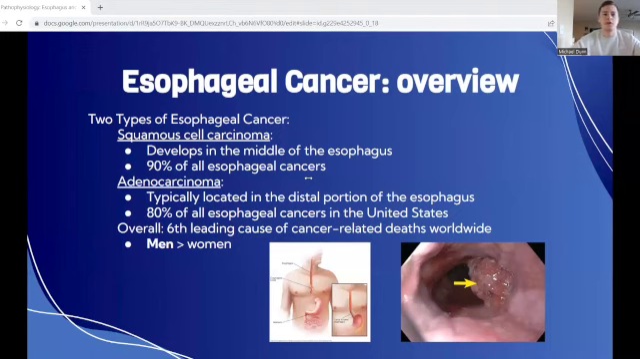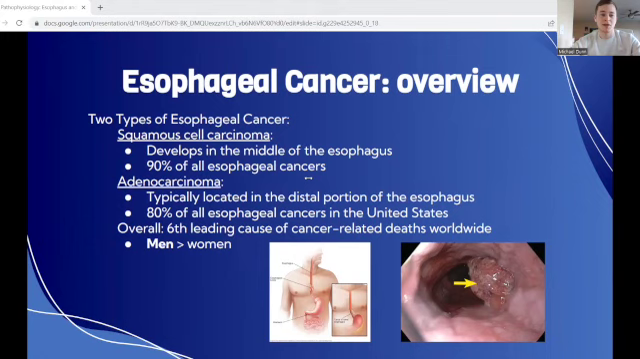So there are two main types of esophageal cancer. The first is squamous cell carcinoma. So this is a type of cancer that will develop in the middle of the esophagus, and it makes up 90% of all types of esophageal cancer cases worldwide. And then the other type is adenocarcinoma. This is typically located in the distal portion of the esophagus, and it makes up the majority of cases of esophageal cancer we get here in the US, so 80% total.